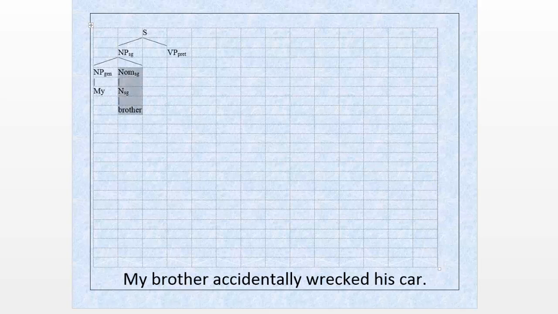And then that's working as the determiner for brother, so we can include that. Again, just line everything up. All right, and then my brother accidentally wrecked his car. Okay, here this includes the adverb, which is accidentally.